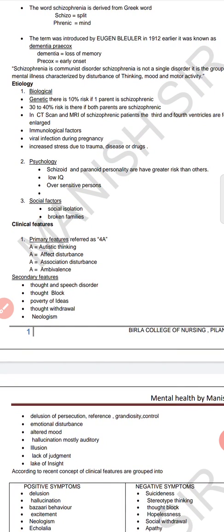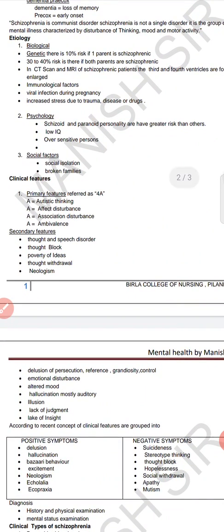These are the clinical features, but according to the recent concept, the clinical features are grouped into two: positive symptoms and negative symptoms. Positive symptoms mean additive behavior. If something new is added to your behavior, that is called a positive symptom. Negative symptoms are those which show a decline in your behavior. Positive symptoms include delusion, hallucination, bizarre behavior, excitement, neologism, echolalia, echopraxia. Negative symptoms include stereotype thinking, thought block, hopelessness, social withdrawal, emotional apathy, mutism.